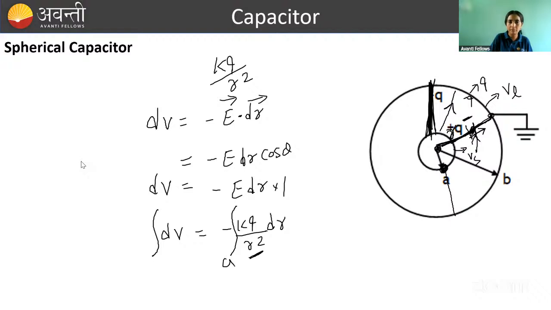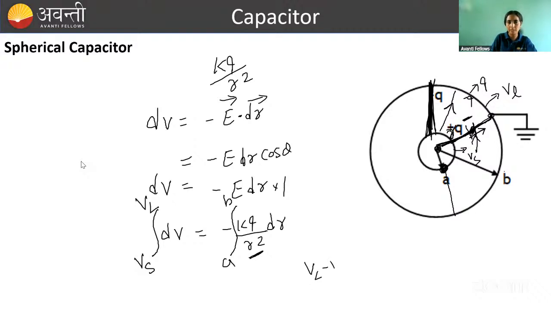So here R will vary from A to B. And at A, let's say potential is Vs, and at B, let's say potential is VL. So we needed to calculate Vs minus VL. यहाँ पे VL minus Vs आएगा. Then you will take the sign properly. ठीक है. So you can easily solve this thing also.